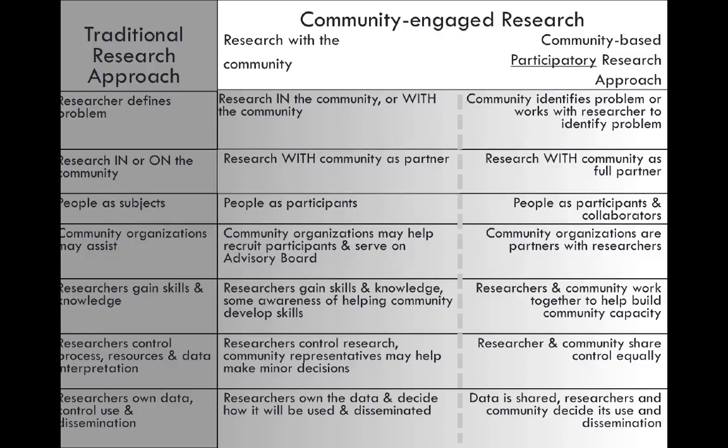But as we move more to the right side of this slide, then doing research with the community or doing community-based participatory research varies greatly. So you can think about this as a continuum. On the left, there's the traditional research approach, and then as you move across toward community-based participatory research, the community becomes more and more involved. So by the end, the community is helping identify the problem. There are participants in community organizations that are collaborators and partners with the researchers, and then there's a shared ownership of the work that's being done.